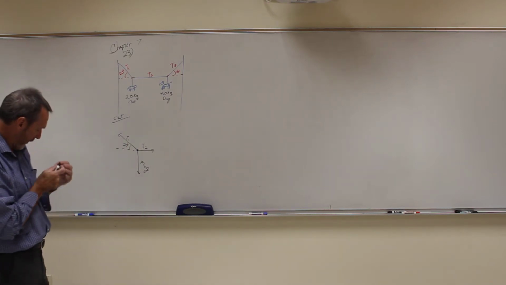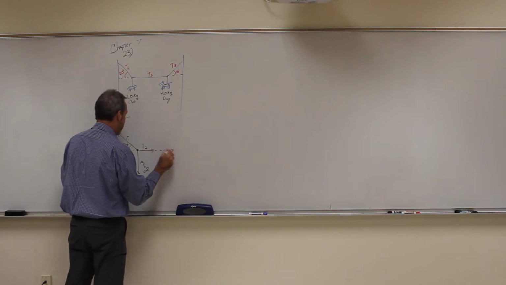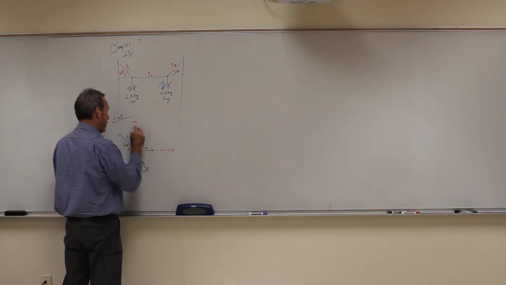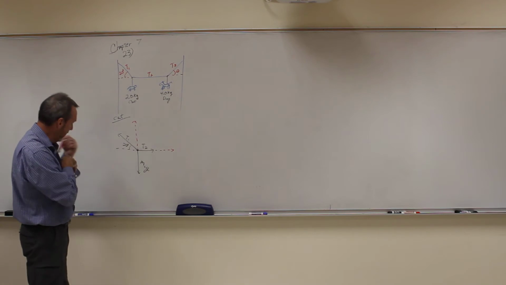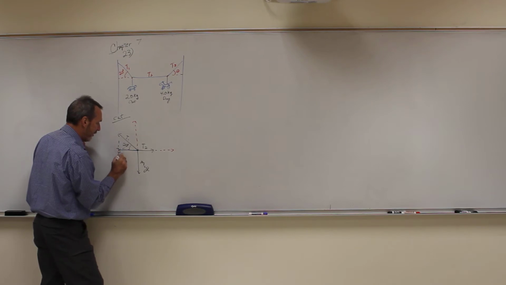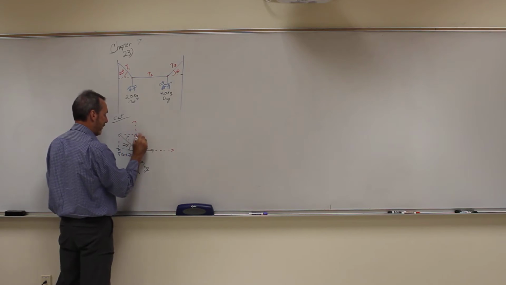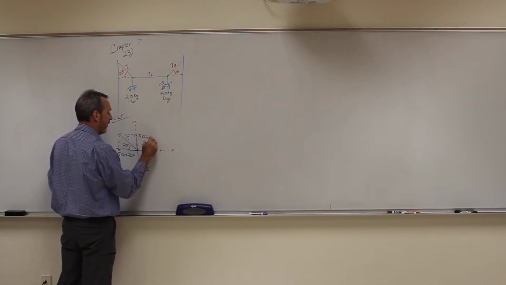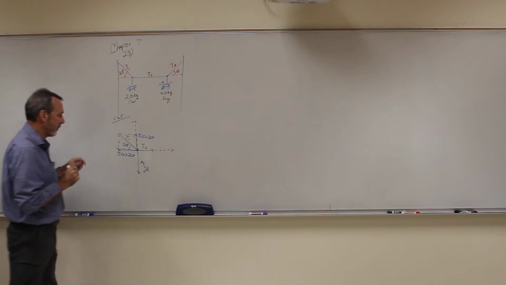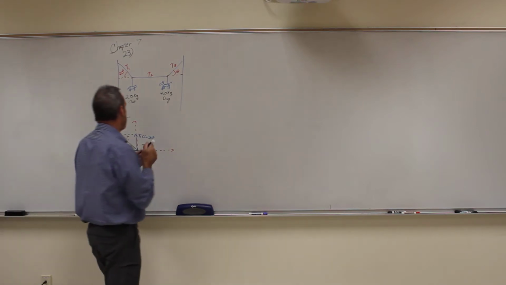Now, same thing, I'm going to set up my axes this way, and I have to take my components of T1. So if I drop this down, this becomes T1 cosine 20 degrees, and then this one becomes T1 sine of 20 degrees. Okay, now let's do a free body diagram for the dog.